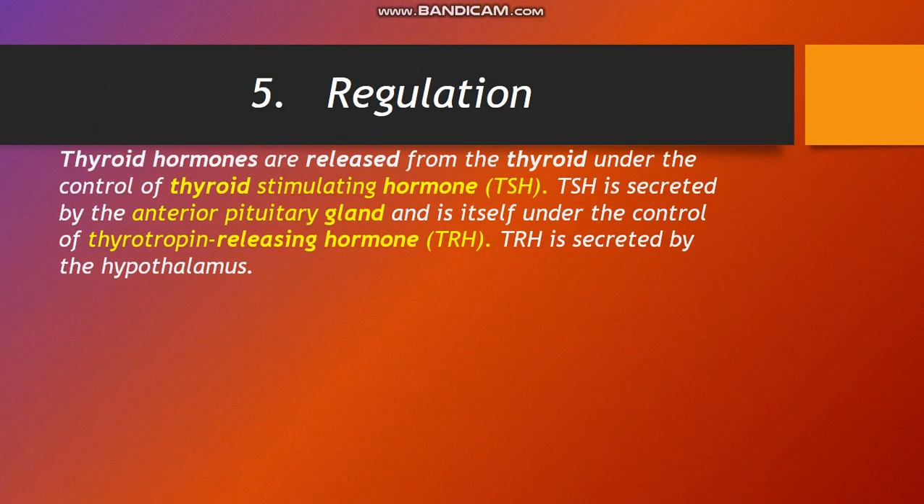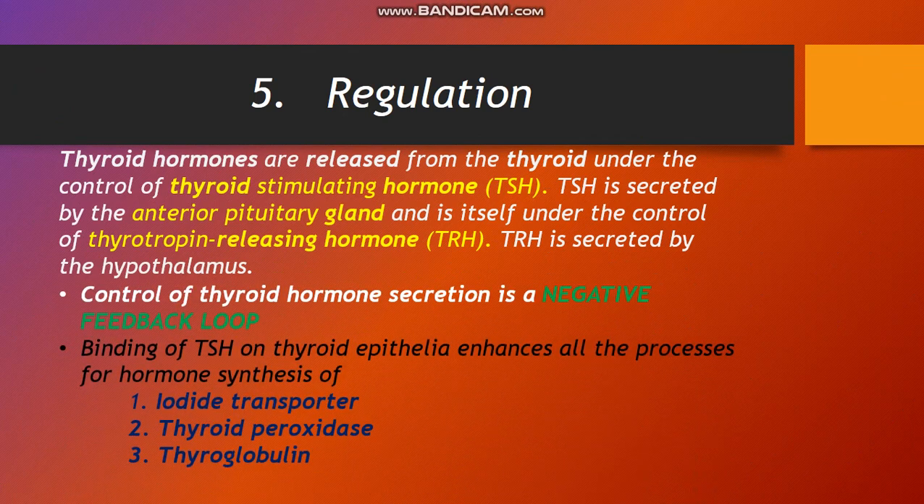Regulation: thyroid hormones are released from the thyroid under the control of the thyroid stimulating hormone, TSH. TSH is secreted by the anterior pituitary gland and is itself under the control of the thyrotropin releasing hormone. TRH is secreted by the hypothalamus. This is known as an axis, because the hypothalamus is that part of the brain which has a neuroendocrine function as well. All the releasing hormones are secreted from the hypothalamus. Now TRH is secreted by the hypothalamus.